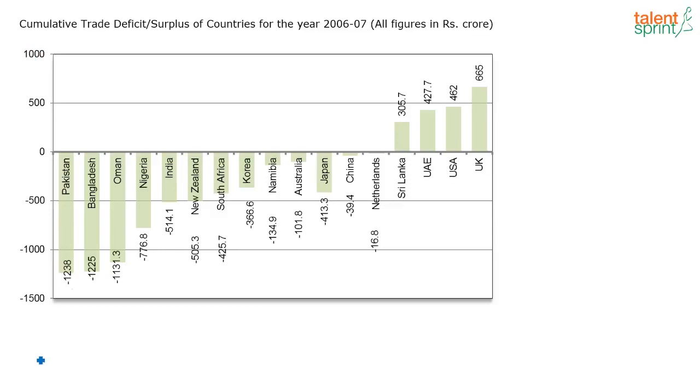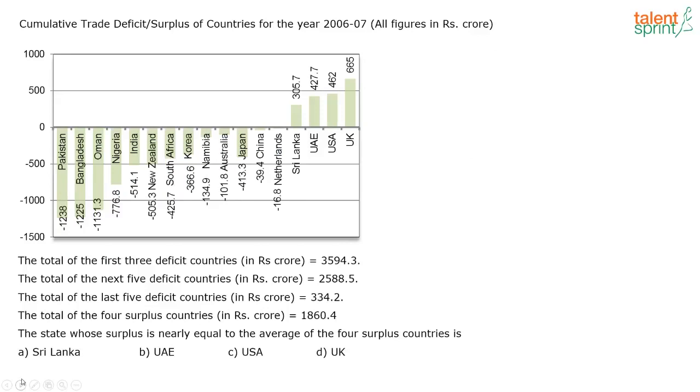So now, questions. In this question from this graph, let us look at the first question. See, along with this graph, they have given some information for us. They are saying that the total value of the first 3 deficit countries is so much, the total value of the next 5 deficit countries is so much, the total of the last 5 deficit countries is so much, the total of the 4 surplus countries is so much. Now, this is given to us extra.